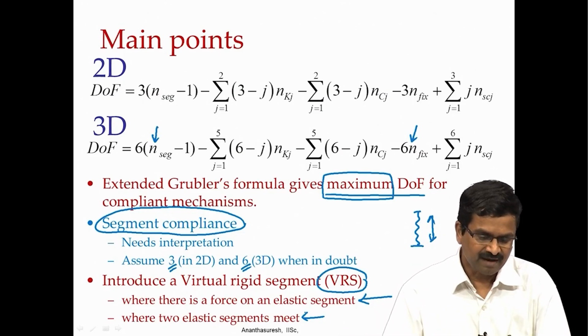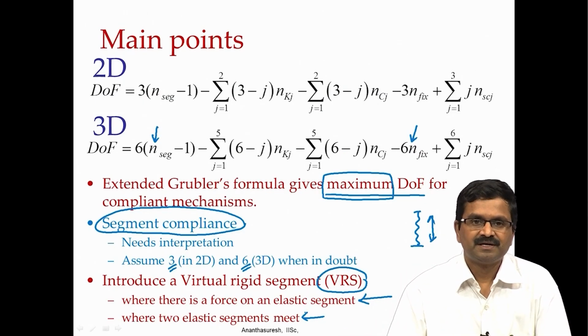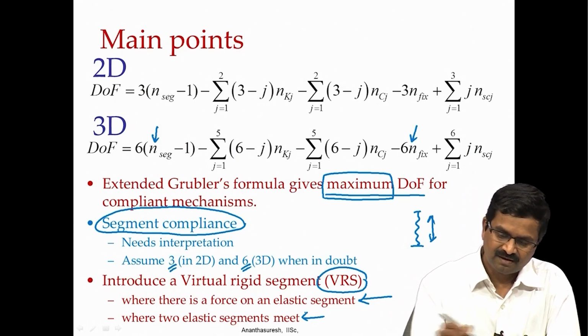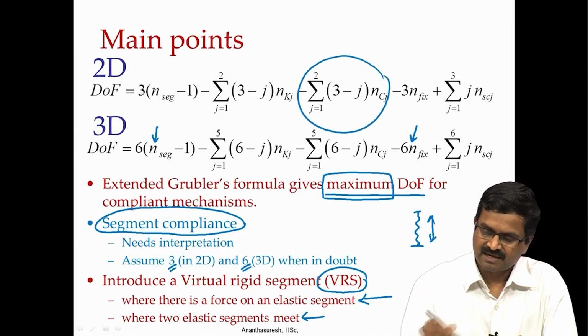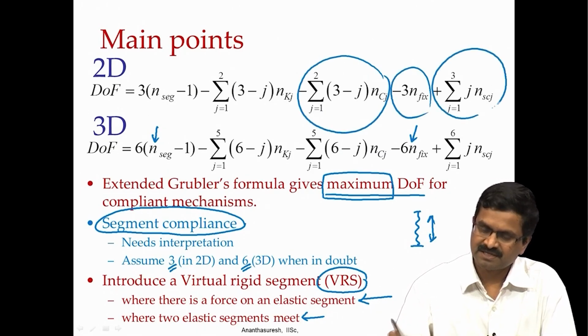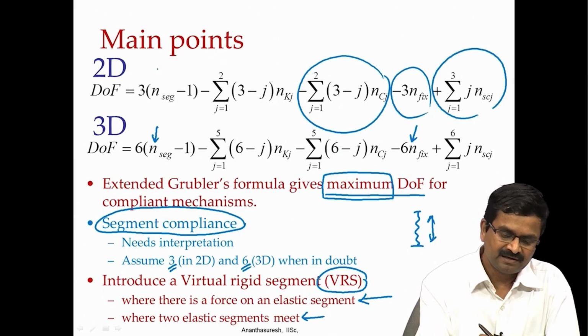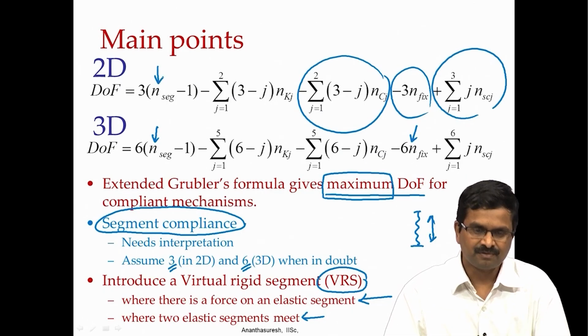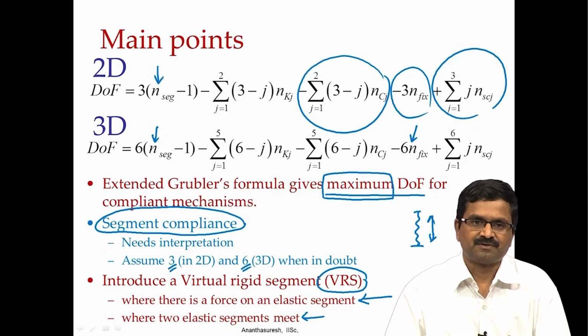So, to recap, we can interpret degrees of freedom for compliant mechanisms by extending the Grübler's formula that we are very familiar with in rigid body linkages. The additional terms are these elastic pairs and then the fixed connections and the most important, segment compliance. Okay. And interpretation of segments as opposed to just bodies, segments include both rigid as well as elastic ones.